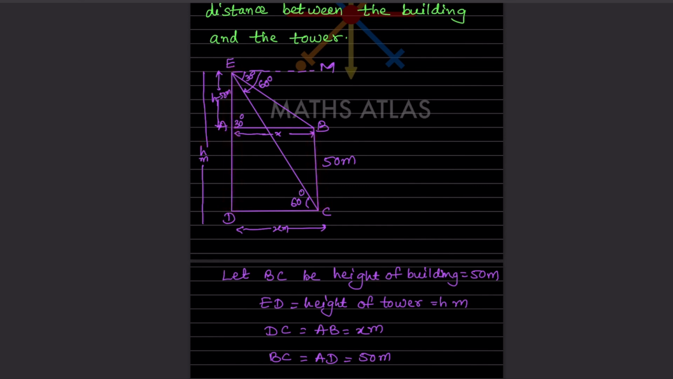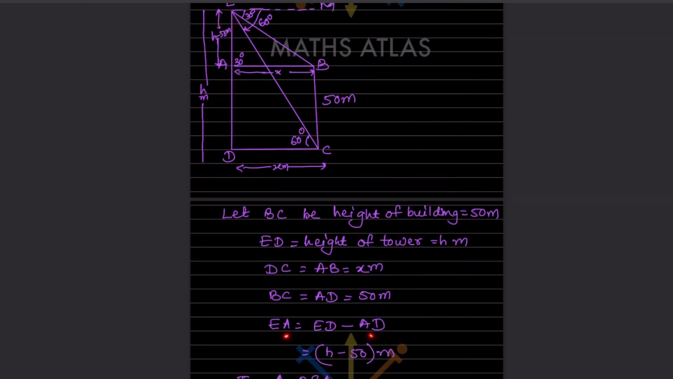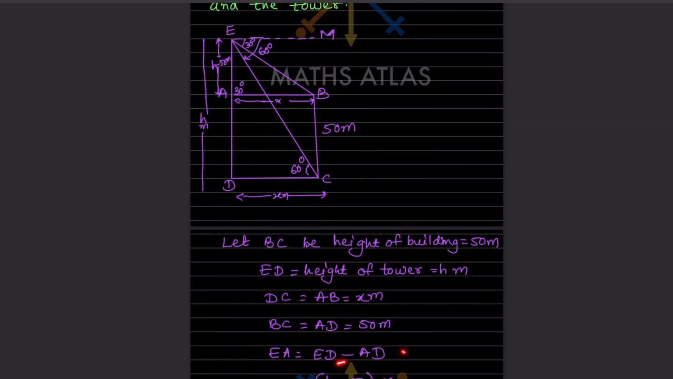Now what we can see here: DC is AB. So if this is X, this also should be X. Now BC is AD. So this is 50, meaning this also should be 50. This part, because this is H and this we got as 50, this part is going to be H minus 50. So what is EA? That is ED minus AD, that will be H minus 50 meters.